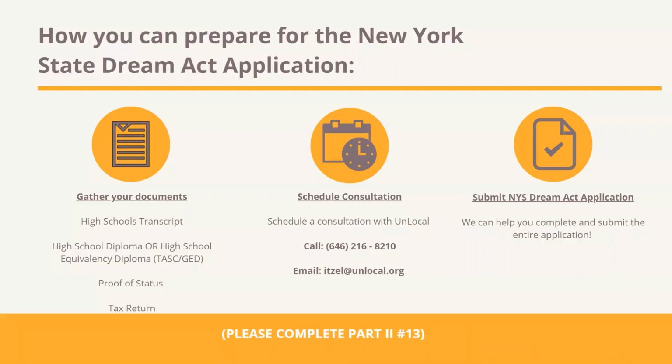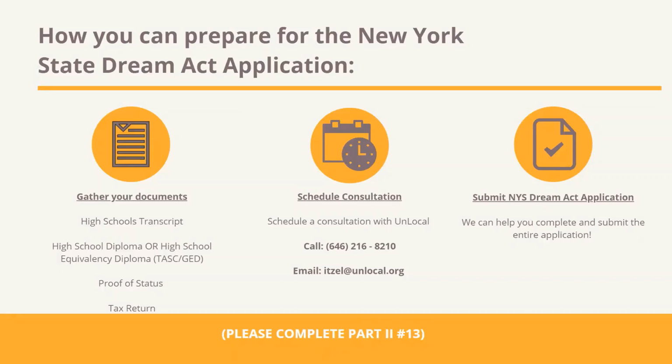Just a summary again, some things you can do to prepare is gather all your documents: your high school transcript, your high school equivalency diploma, your proof of status, and your 2018 tax return. If you have any questions or want to know how you can get support with the application process, please feel free to schedule a consultation with Unlocal. You can call 646-216-82110 on Tuesdays and Thursdays to leave a message, or you can email me directly at itzel@unlocal.org, and we can help you complete and submit the entire application.